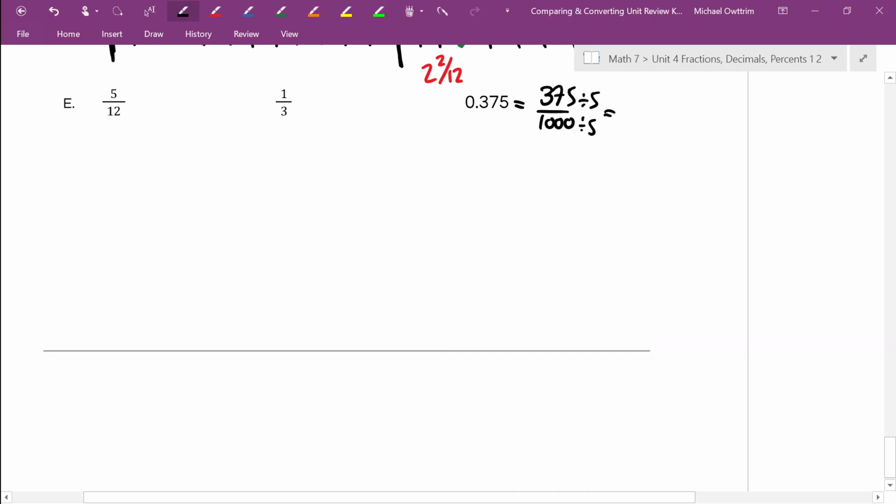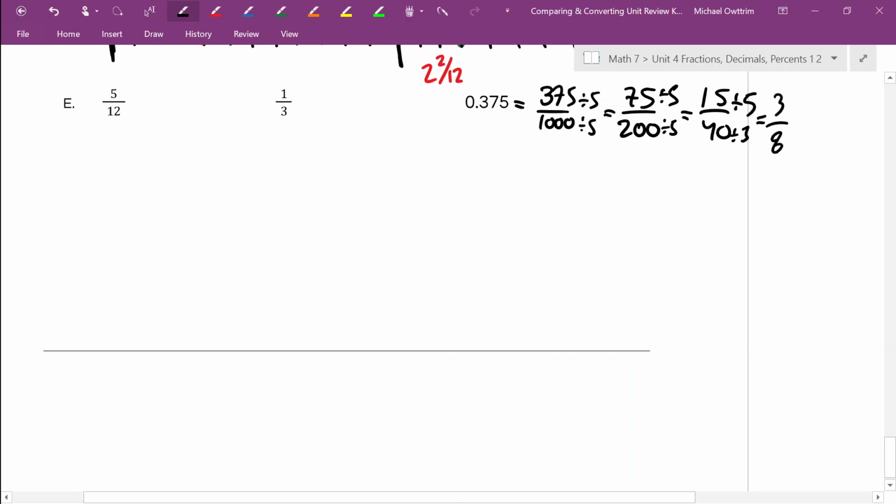Let's divide by 5. 5 goes into 3 0 times. 5 goes into 37 7 times, which would make 35, leaving us with 25. And then 5 goes into 25 5 times. 1,000 divided by 5 is 200. Let's divide by 5 again. Get 40 on the bottom. 75 divided by 5. 5 goes into 7 1 time, which would leave 25. 5 goes into 25 5 times. Let's divide by 5 again, and that gives us 3 out of 8.